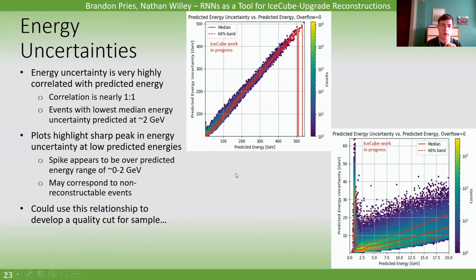And then both these plots highlight a sharp peak in the energy uncertainty at low predicted energies over the range of about 0 to 2 in predicted energy, which corresponds nicely to that energy range where we saw the non-reconstructible events from the energy distribution. And so our thought here was that we could use this relationship to develop a quality cut from the sample. I think that will lead nicely into Nathan's section of the presentation.